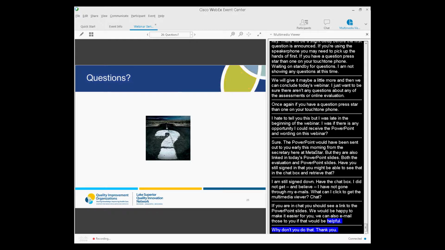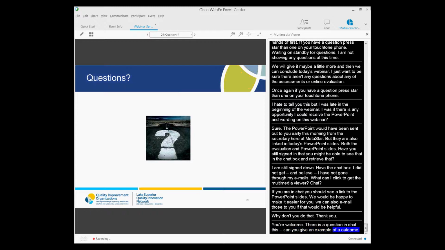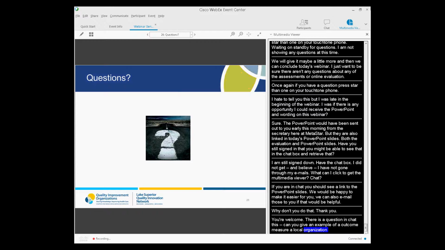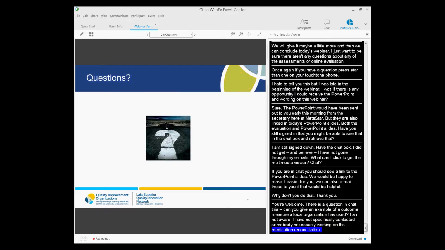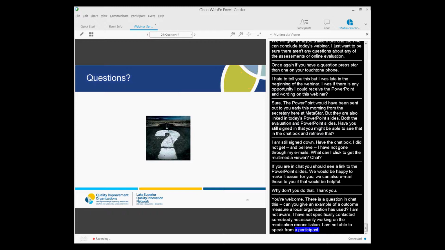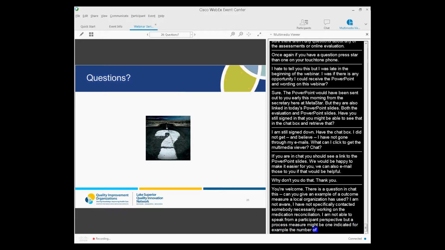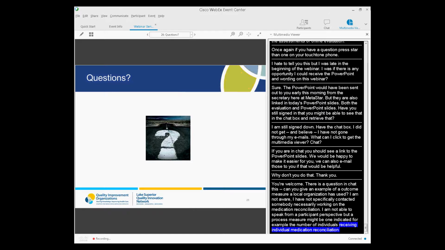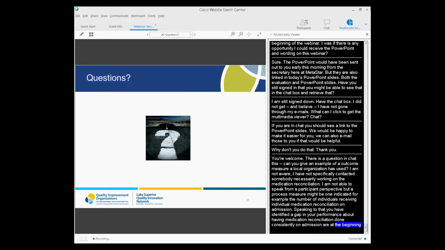Okay, there's a question in chat. Can you give me an example of a process or outcome measure that a local organization has used? I haven't specifically had contact with somebody who's working on the medication reconciliation, so I'm not able to speak from a participant perspective. But a process measure might be the one that I indicated, for example, the number of individuals receiving medication reconciliation on admission. So maybe you had identified that there was a gap in your performance about having medication reconciliation done consistently on admission, or at the beginning of a clinic visit, or at a home care visit. That would be one example of a process measure.